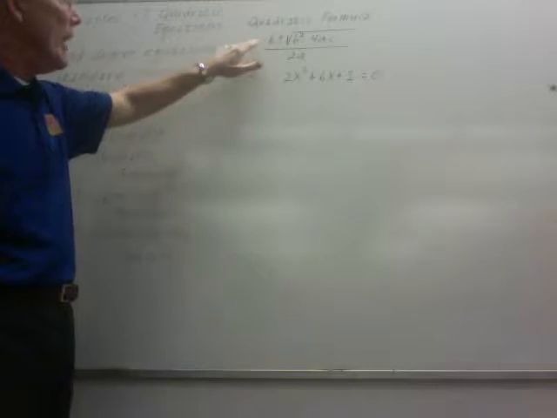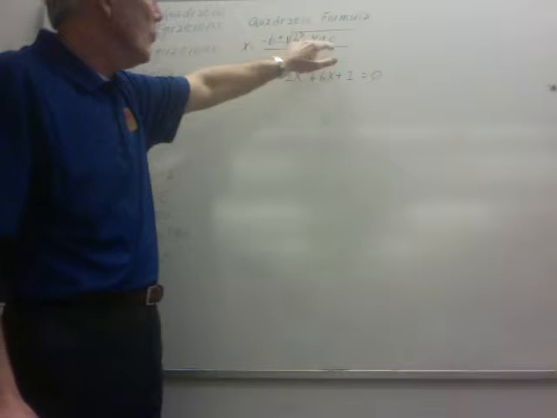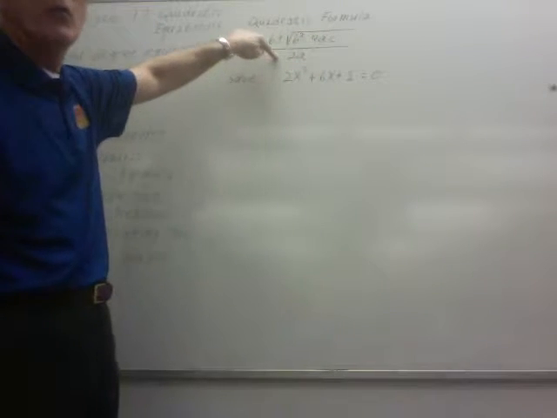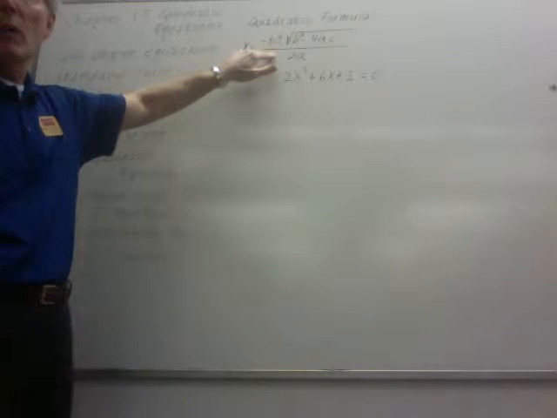The quadratic formula is x equals negative b plus or minus the square root of b squared minus 4ac all over 2a. That is the quadratic formula. The a and the b and the c come from the standard form of the quadratic equation. A is the coefficient of the term being squared. B is going to be the coefficient of the term raised to the first power. And C is going to be your constant. That's where the A and the B and the C come from to put into this formula.